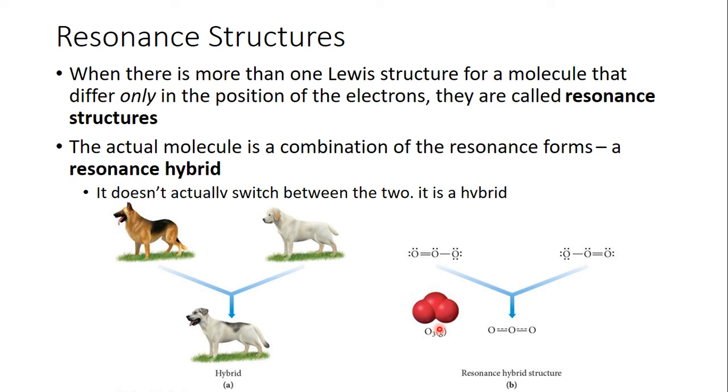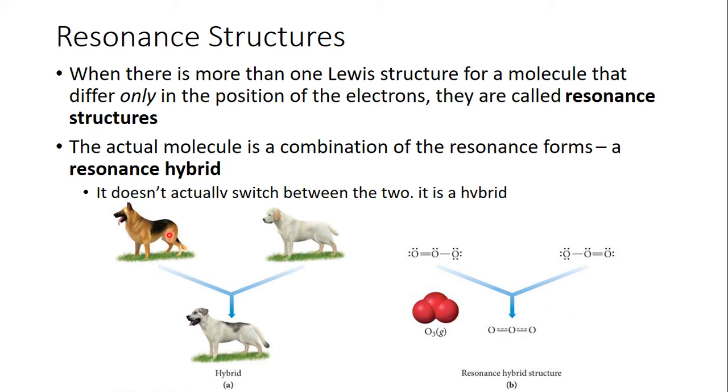So here's O3, and we can have two different Lewis structures for O3. Both are equally as good. Each one of these is called a resonance structure. But the molecule actually doesn't swap between these two. We don't have a double bond that is constantly swapping. Rather, you have something that looks like this, where you have this dotted line that is showing the double bonds here, but it's also here as well. And that's called a resonance hybrid.